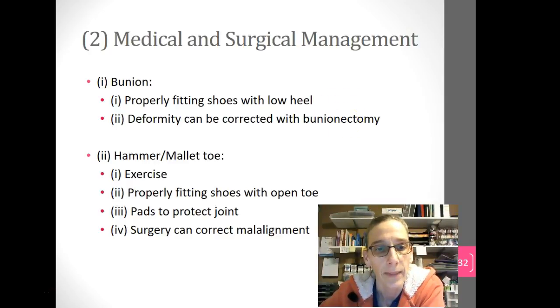All right, hammer toe and mallet toe. You need to do exercise. Use properly fitting shoes with open toes. Use pads to protect the joints so they don't rub on the tops of the shoes. And surgery can correct malalignment. It's outpatient. You go home the same day. You just discharge to home with rest, analgesics, and foot elevation.